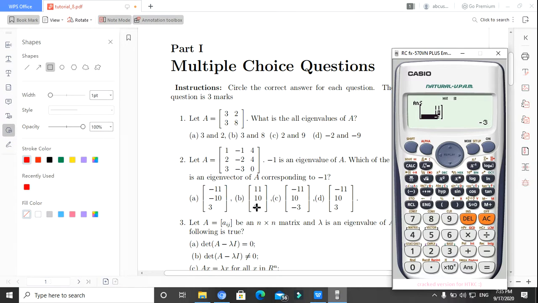Okay, let's check the next option B. Let me change the matrix B only. We have to go to the data, number 2, and let's change the matrix B. Number 2, and let me use the next option. 11 equals, 10 equals, 3 equals, and then we have to multiply these two matrices. Shift matrix, number 3 times matrix B. Number 4. Here let's see the result. Here this matrix is the product.